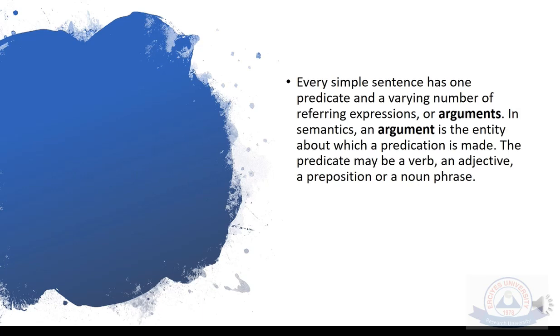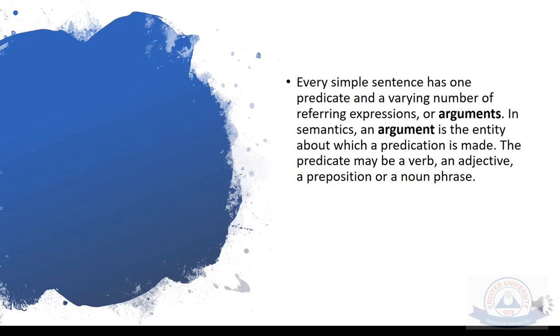Every simple sentence has one predicate and a varying number of referring expressions or arguments. They are called arguments in linguistics. In semantics, an argument is the entity about which a predication is made. The predicate may be a verb, an adjective, a preposition, or a noun phrase. So we can understand that the predicate might change according to the form of the sentence.